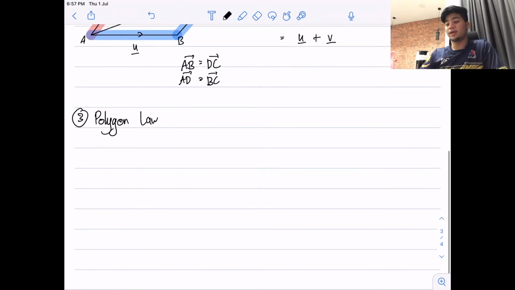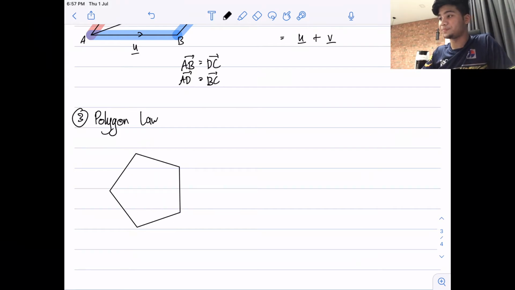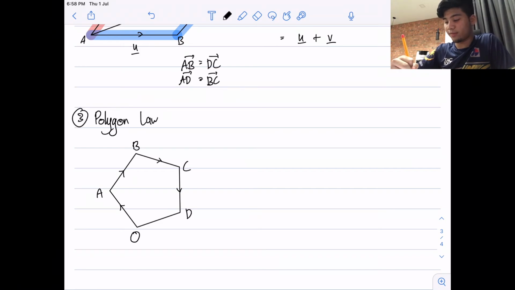Now the last one is the polygon law. Let me draw a little pentagon, very quick one. Let's name the points A, B, C, D, and O. Let's say all these sides are vectors. Let's say we wanted to find vector OD.